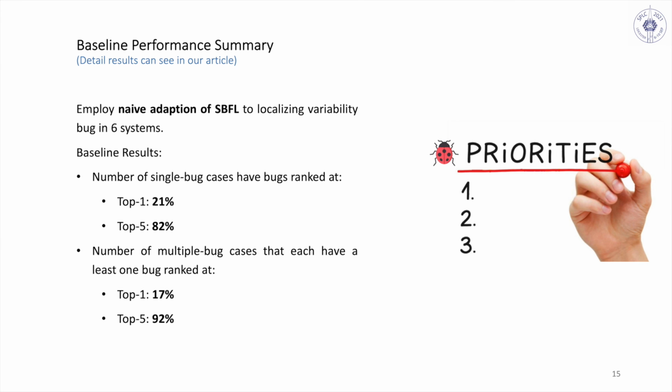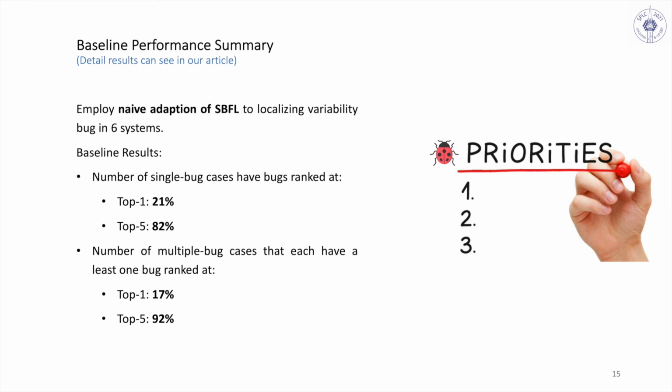Let me summarize some figures of the result in this slide. We construct a baseline method in several experiments with the naive adaptation of spectrum-based fault localization, also known as SBFL. Especially, we consider the whole SPL system as non-configurable code. The suspiciousness score of a statement is measured based on the test results counted from all the products.